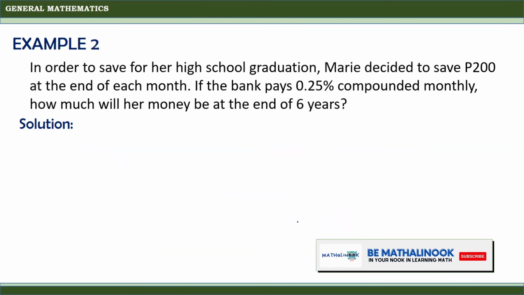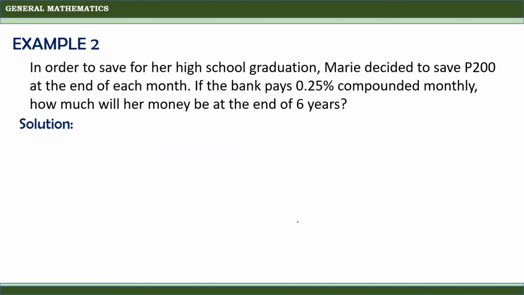Let us try another example. In order to save for her high school graduation, Marie decided to save 200 pesos at the end of each month. If the bank pays 0.25% compounded monthly, how much will her money be at the end of 6 years? So once again, we will be using the formula F is equal to R times 1 plus J raised to N minus 1 all over J.